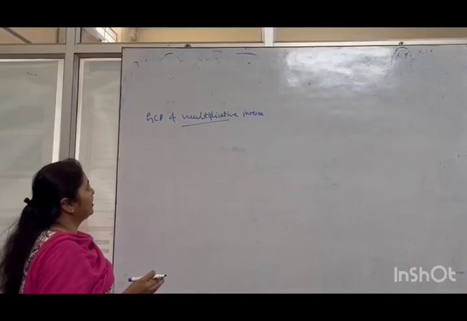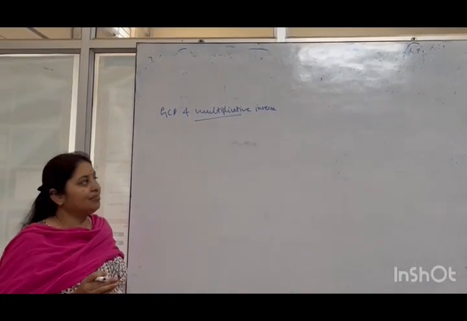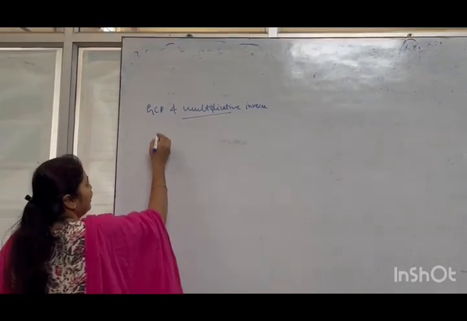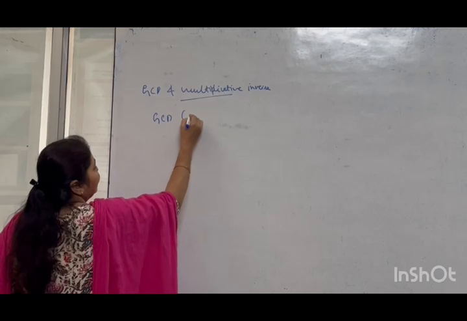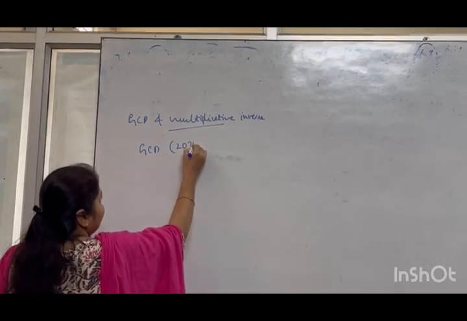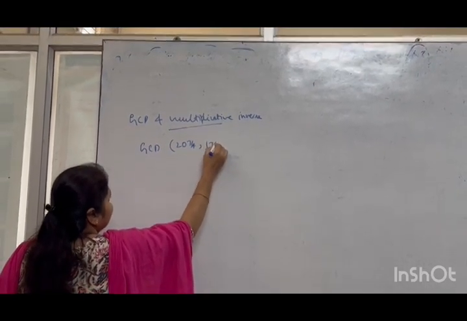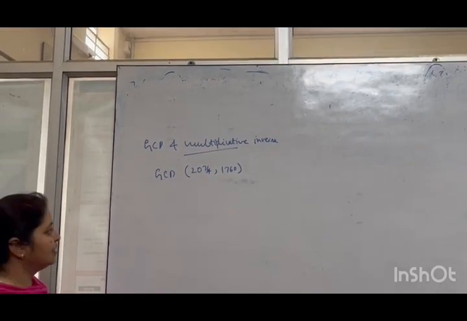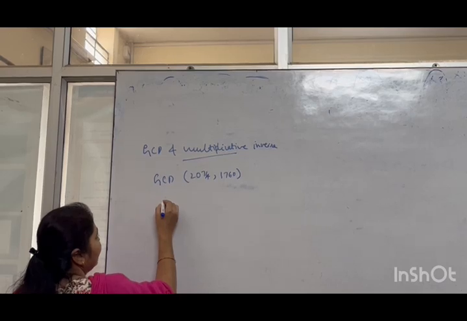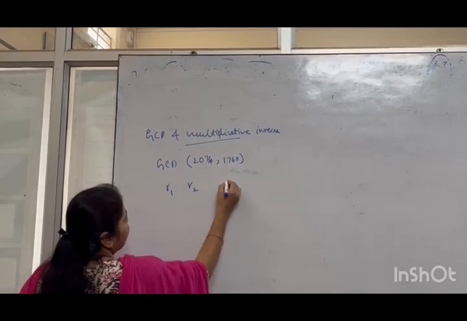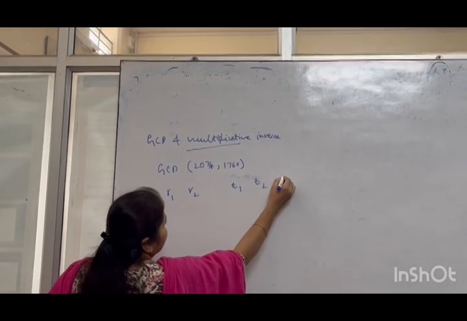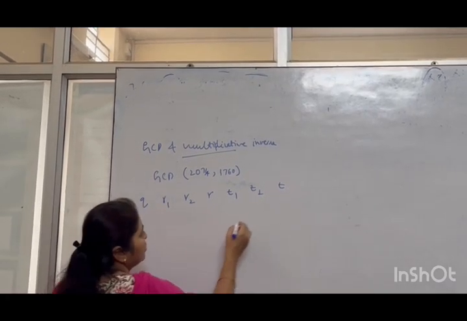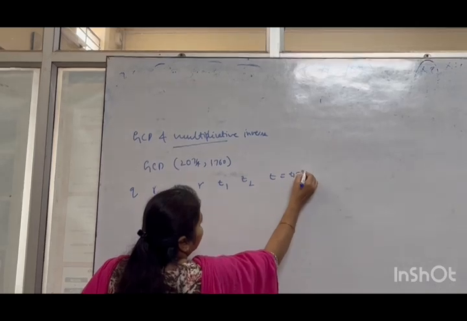So in today's session, let us see how to find out the GCD and multiplicative inverse using the extended Euclidean algorithm. Let us take an example to find out the GCD of 2074 and 1760. First we need to define several variables like R1, R2, then T1, T2 and T, and the remainder is called R and Q is the quotient. So T is equal to T1 minus Q into T2.